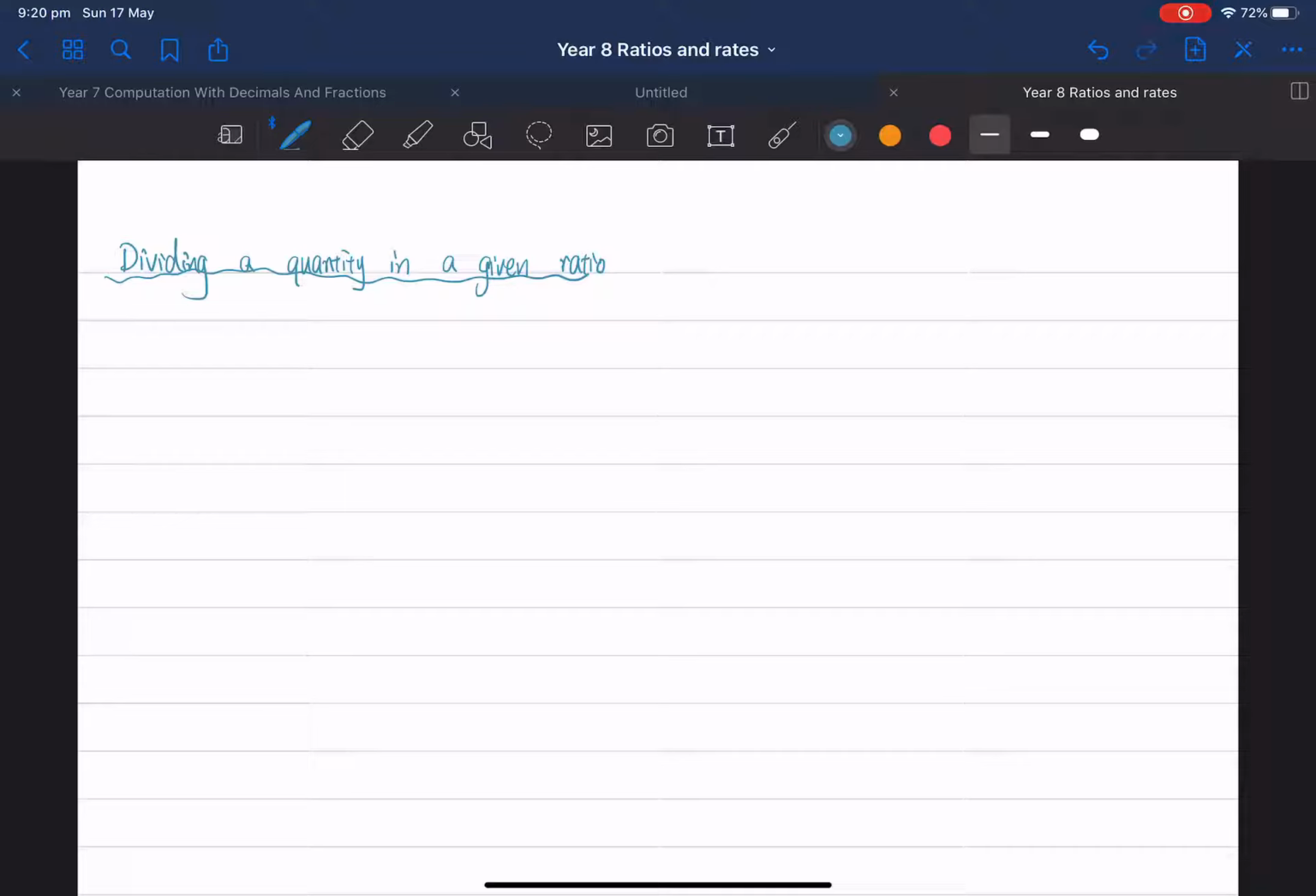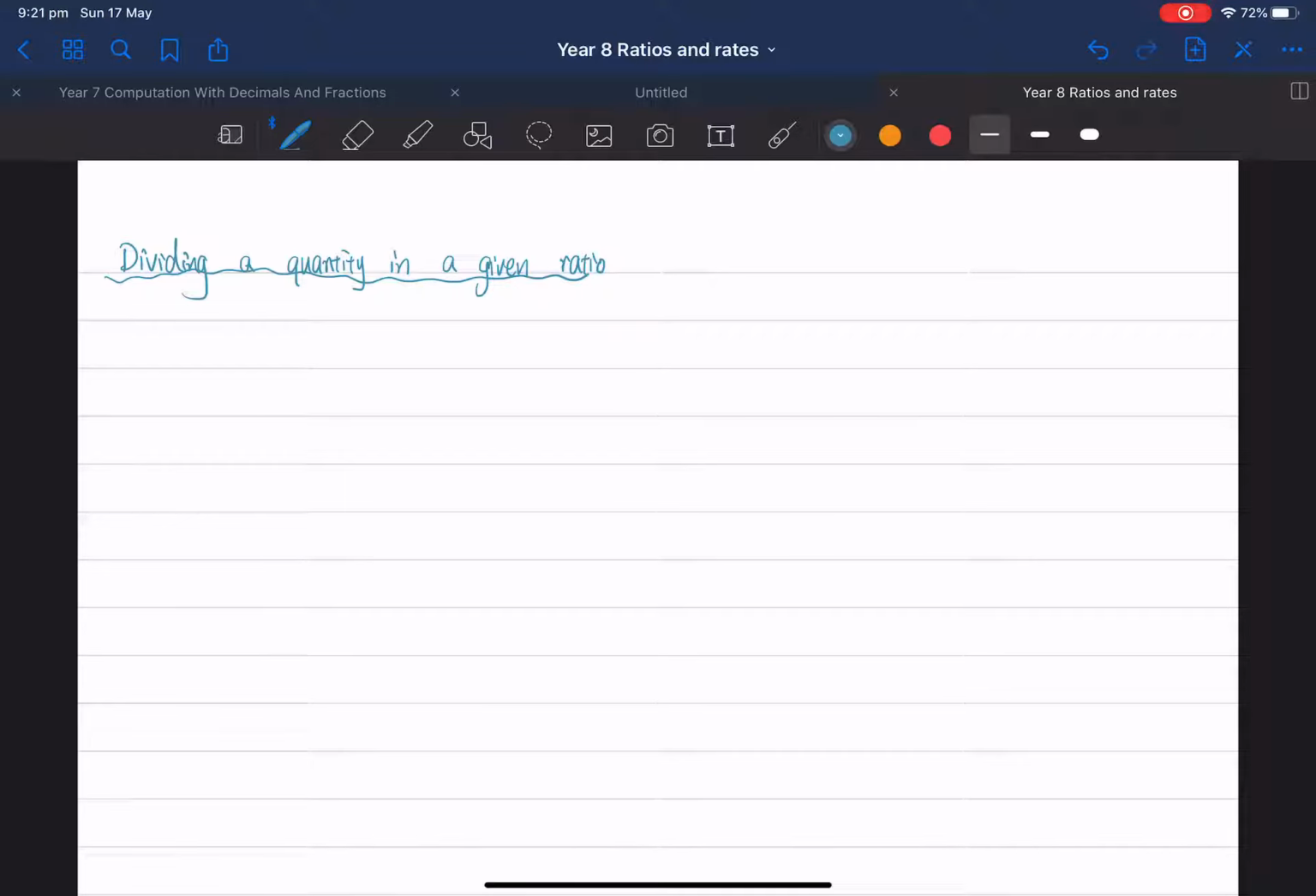Okay, so today's lesson I would like to do dividing a quantity in a given ratio. Sometimes, when two people share an amount of money, they usually just split evenly. That is a 1-to-1 ratio or 50-50% split, and each person gets half of the money.